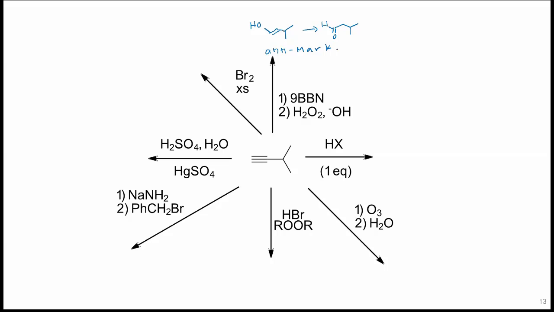And just for fun, we'll go counterclockwise. If we add excess Br2 to the alkyne, that's going to add a whole boatload of bromines. We'll actually get 4 added where the triple bond was. And then we have our alkyne with H2SO4 and water with mercury sulfate. That is our Markovnikov reagent. We'll first form the enol, and that will tautomerize to the ketone.